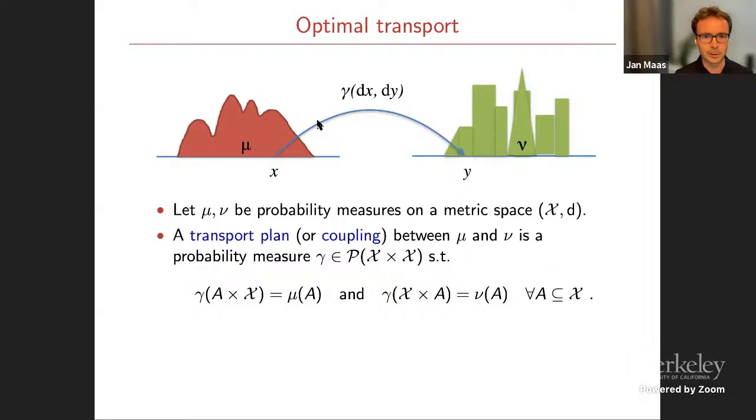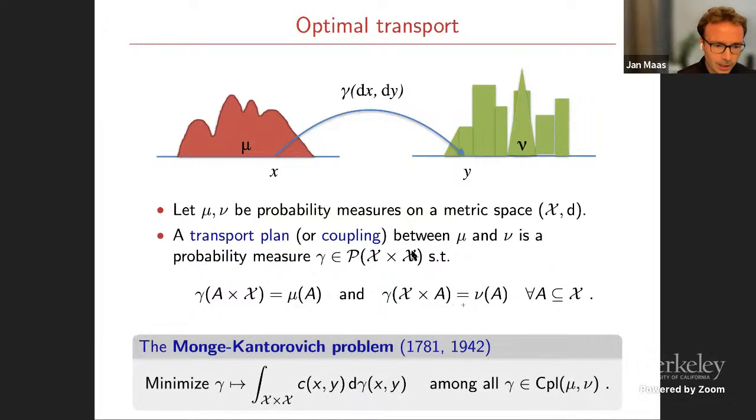So if I project onto the first coordinate, I get mu, and if I project onto the second coordinate, I get nu. And then the optimal transport problem, the Monge-Kantorovich problem that we saw many times, is the following. You would like to minimize the total transport cost, so the integral of the cost function c, which you want to minimize with respect to all couplings, so all transport plans connecting these two probability measures.